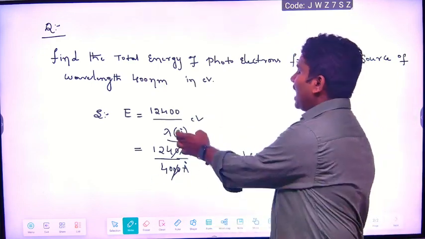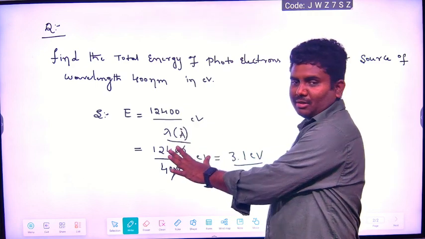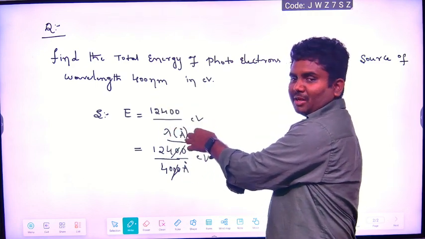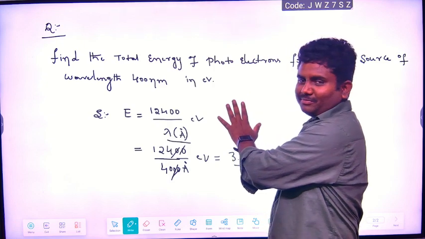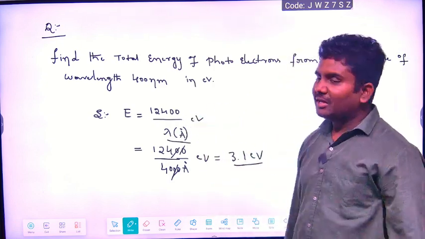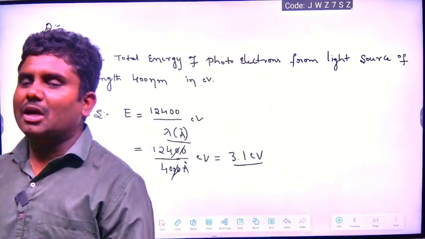I am telling you, take lambda in angstrom. How much number will come? 4000 angstrom will come. You don't take the unit angstrom, just take that value and divide. That's it. 3.1 electron volts. That's the short trick.